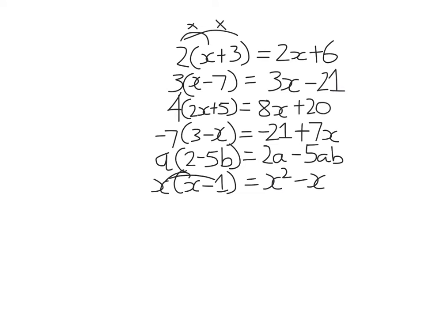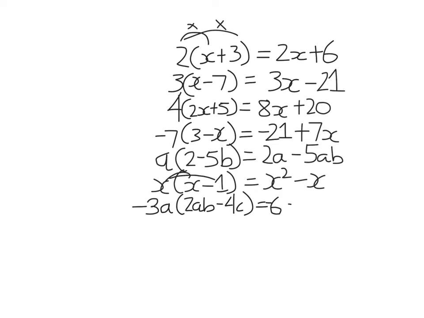All right, let's try one that's a bit harder. This one's a bit harder because there are a lot of letters, but we're not going to do it any differently. We're going to go minus 3a times 2ab. So minus 3 times 2 is negative 6.